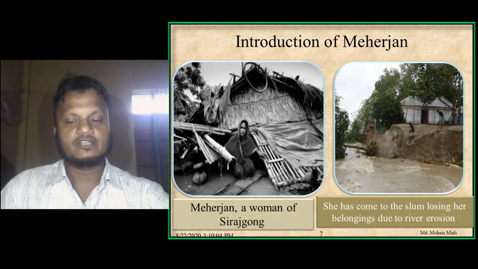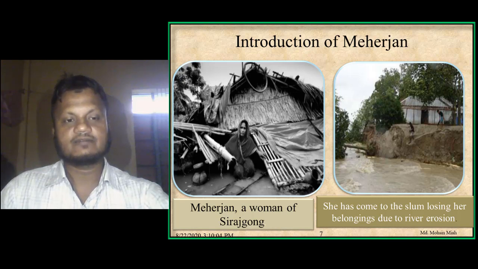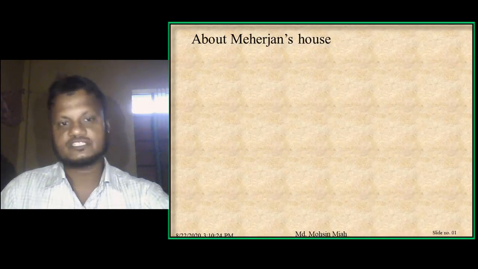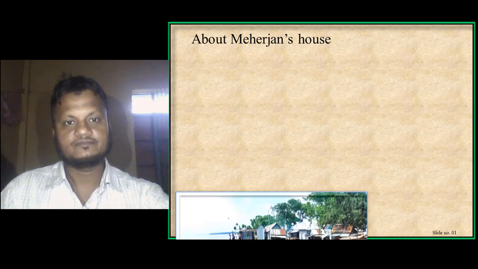Actually Meherjan is a woman who had everything: cattle, vegetables, cultivable land, bamboo bush, her husband, her children, and a beautiful environment. But because of river erosion of the Jamuna, she had lost all of these things. Now she has nothing and is staying permanently in the Shirajganj town protection embankment.